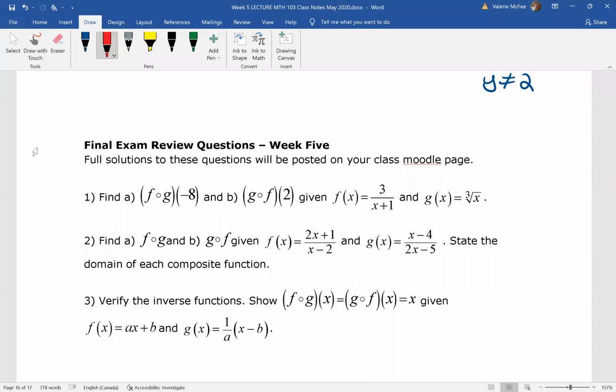So again, at the end of your notes, there's a set of review questions. The answers for these are posted on your class Moodle page, and it's probably a good idea to get started doing all of these review questions. They'll help you for your test as well as your final exam.